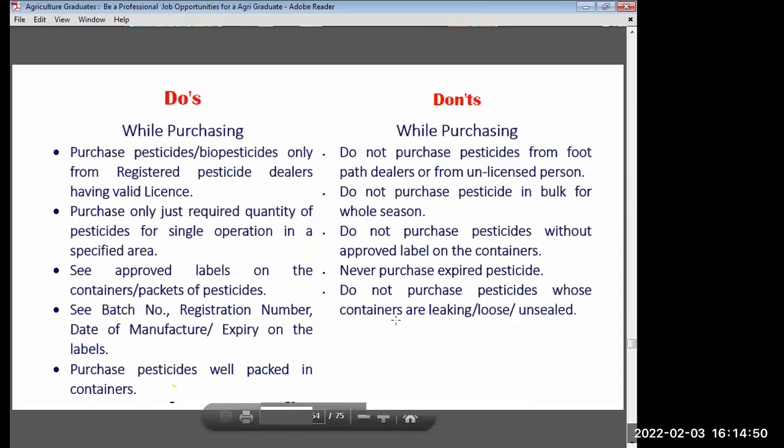Next. These are the do's and don'ts, what should not be done. While purchasing, we must purchase from the right shop, a good shop, and the right product from the right company. See the labels, whether the batch number and registration number are there. You must verify.